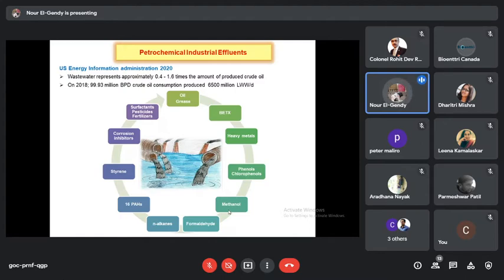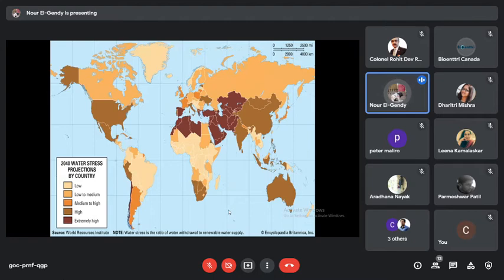Approximately 99.93 million barrels per day of crude oil consumption in the petrochemical industry produces approximately 6,500 million liters of wastewater per day. As you can see from this diagram, the types of pollutants are also found in the petrochemical industrial wastewater effluent. This comes with water scarcity all over the world now.